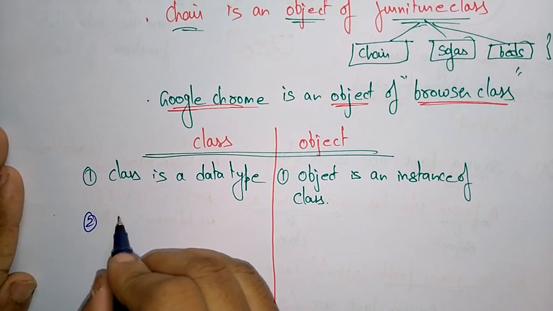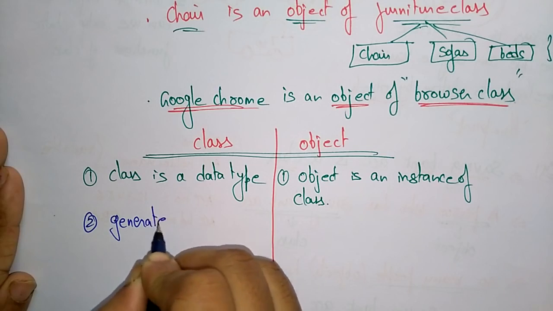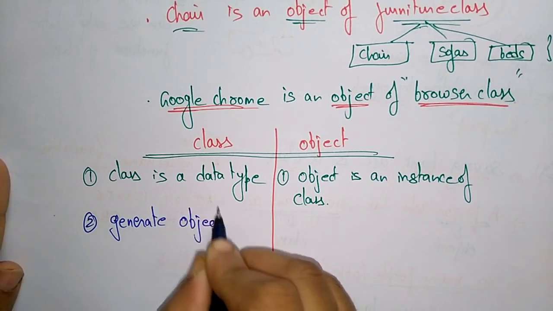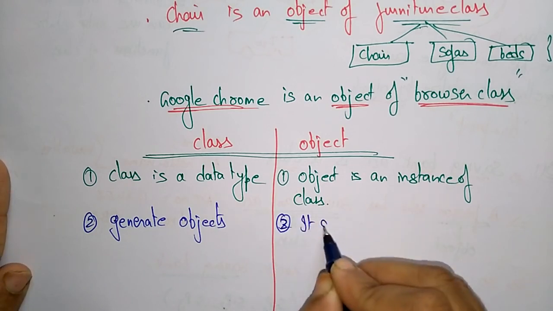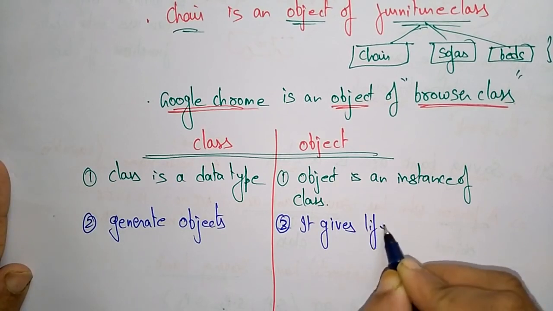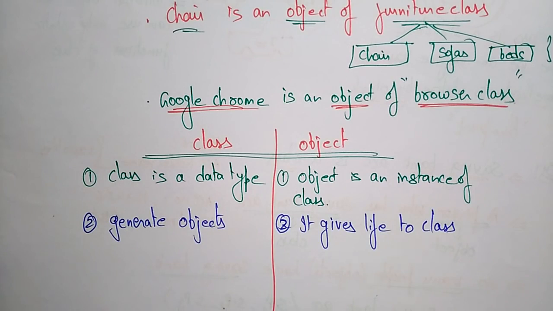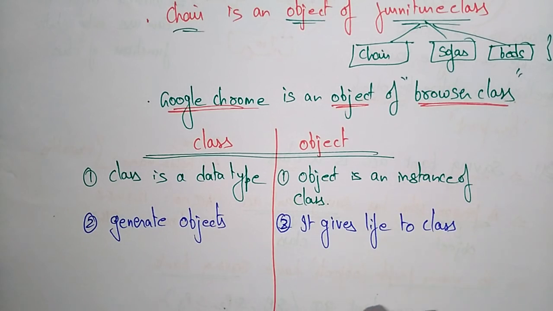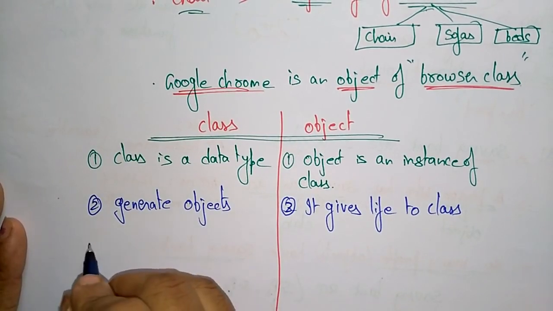Next, the class can generate objects, whereas object gives life to class. Okay, so the class's main thing is it only generates the objects, it doesn't give any information, it only generates the objects, like variables, and that object uses the variables and the functions, whereas an object gives life to class.